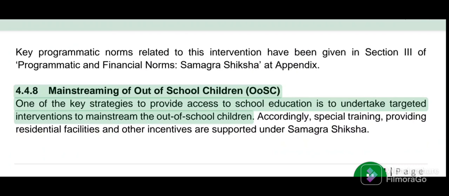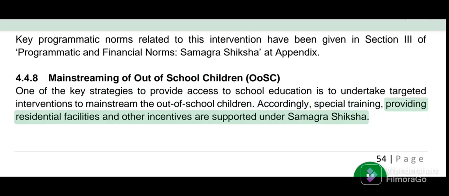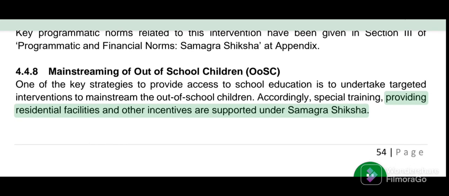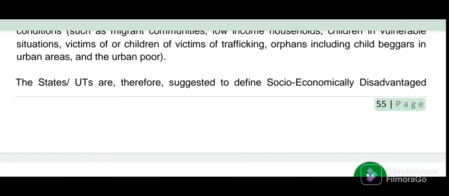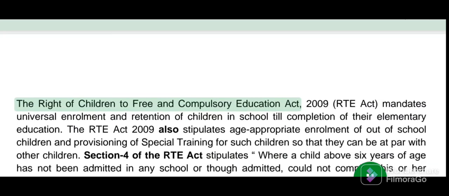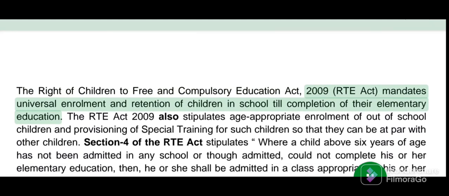4.4.8 Mainstreaming of out-of-school children, OOSC. One of the key strategies to provide access to school education is to undertake targeted interventions to mainstream the out-of-school children. Accordingly, special training, providing residential facilities and other incentives are supported under Samagra Siksha. The Right of Children to Free and Compulsory Education Act, 2009, RTE Act, mandates universal enrollment and retention of children in school till completion of their elementary education.